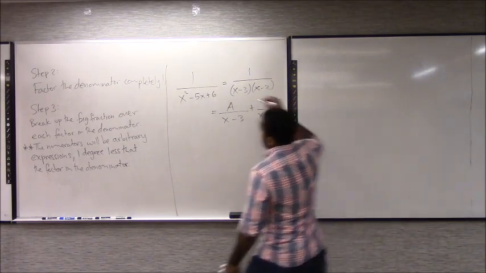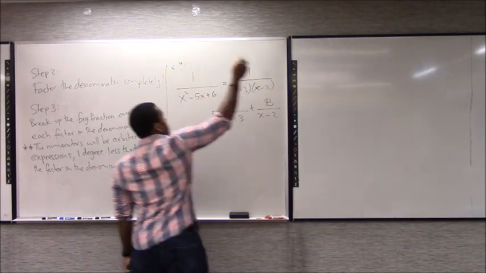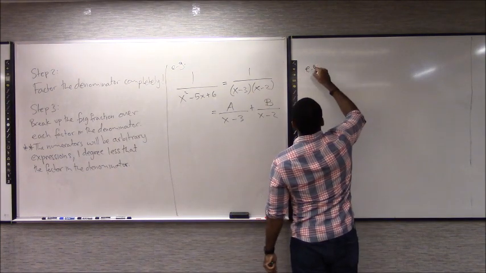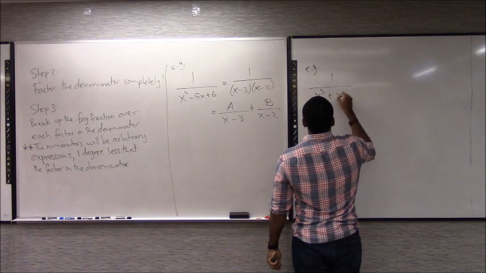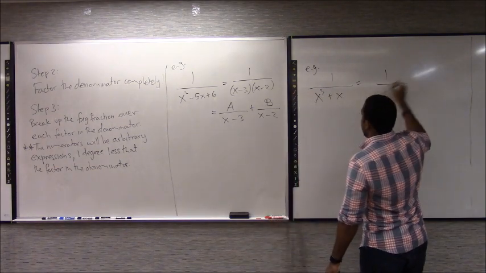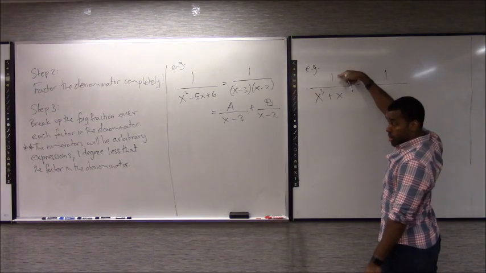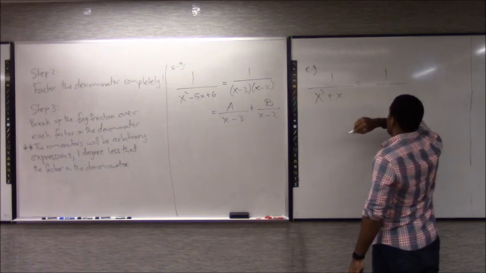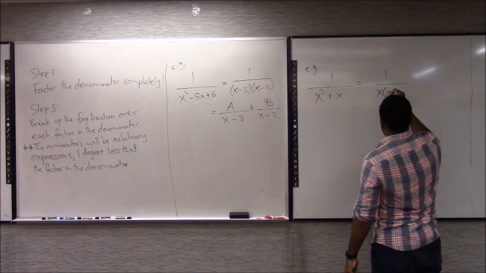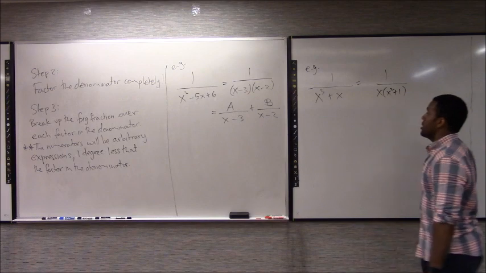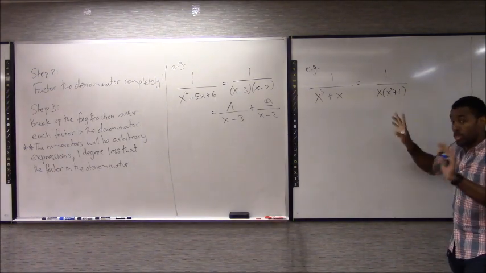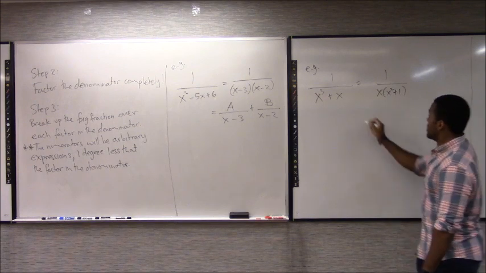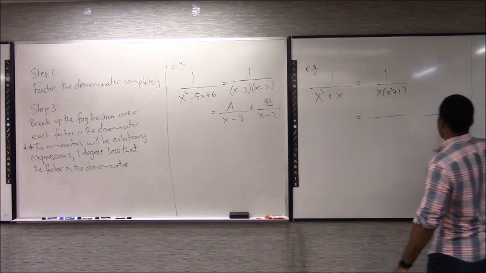So this is an example. Here's another example. If I had, say, 1 over x cubed plus x, I would realize the highest power on the top is smaller than the highest power on the bottom. So the next step is to factor the denominator completely. This does not factor over real numbers, and we don't care about complex numbers, so that's fully factored as far as we're concerned. So the next step will be to break this into two pieces.